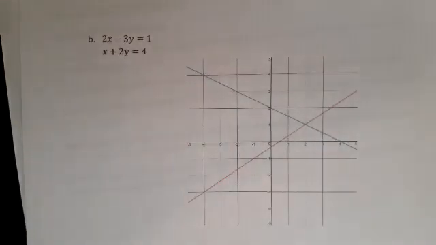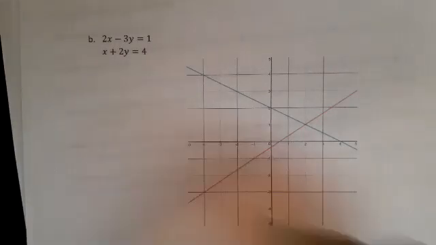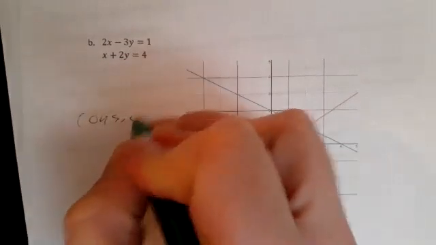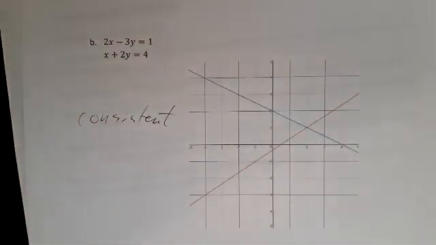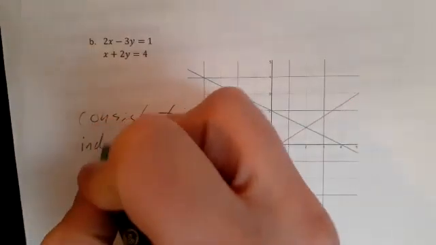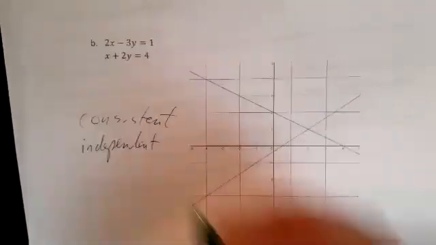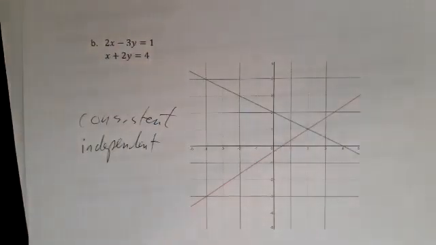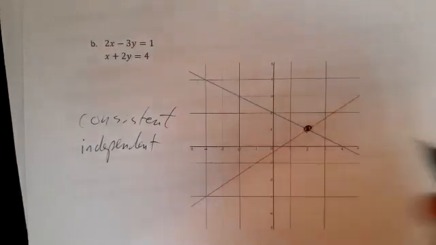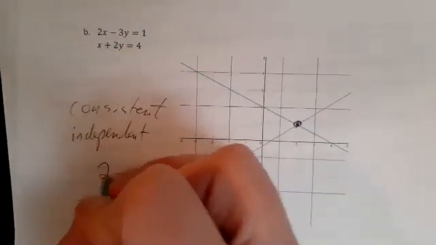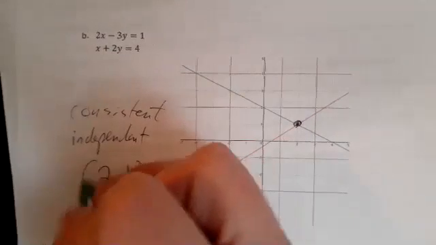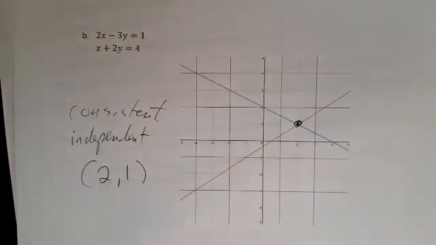Now we want to solve this thing. Is it consistent? Does it have a solution? I'm hoping so. It's consistent. Is it dependent or independent? Independent. Yep, it's 2 separate lines, so it's definitely independent. And if it's independent, I'm hoping you can read those numbers, but I'm looking for an ordered pair. And so my solution is something that looks like the ordered pair 2, 1.